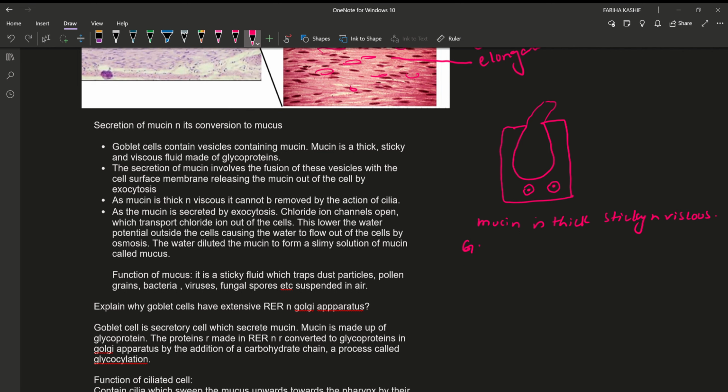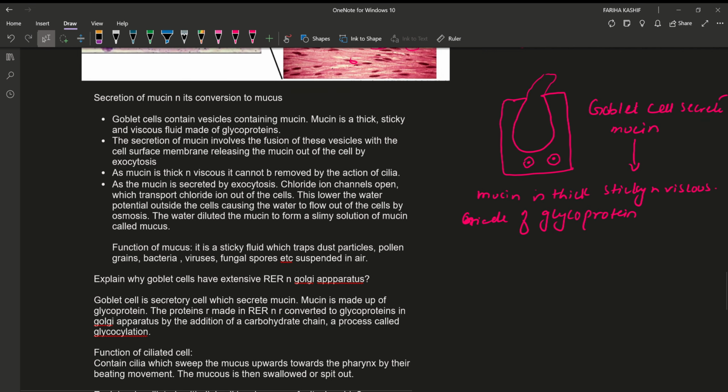Goblet cells secrete what? Mucin. And what is mucin? Mucin is a thick, sticky and viscous fluid. And what is it made up of? It is made up of glycoproteins.